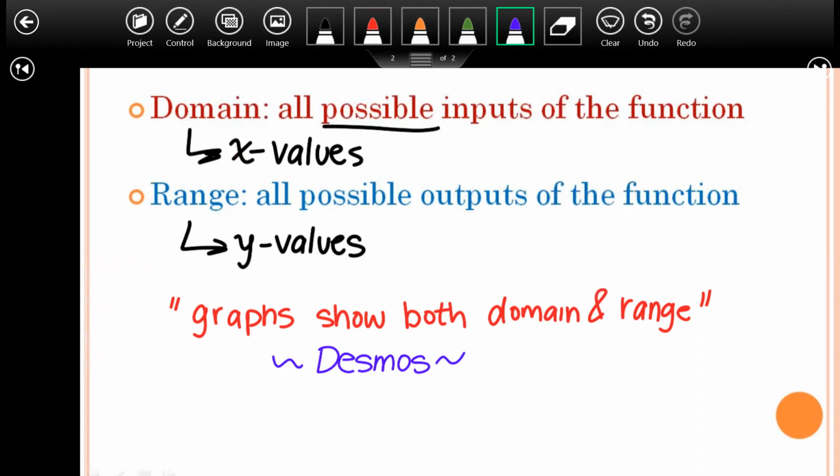So Desmos is a graphing calculator app that you can download on your own cell phones. Delete a couple videos from Snapchat and you can have enough space for it. So you guys are good.